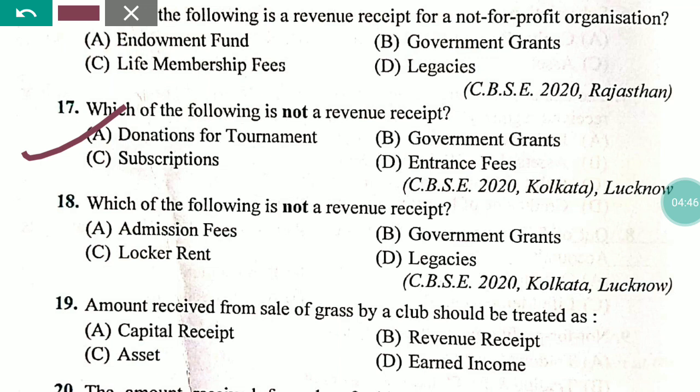A revenue receipt is always a receipt of a recurring nature for the not-for-profit organization, and the donation for the tournament is a capital receipt because it is non-recurring. So option A is the right answer.